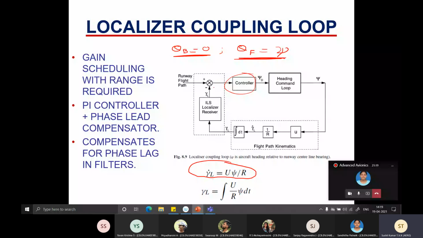So what we are trying to do is align the aircraft with the runway, it should be 0 degrees, and set it at zero, or the pilot doesn't even set it, the system automatically sets it at zero. And if there is a deviation from the runway center line, gamma L is not going to be zero. So you get some error here, and this error goes to the controller, which gives the desired yaw angle.